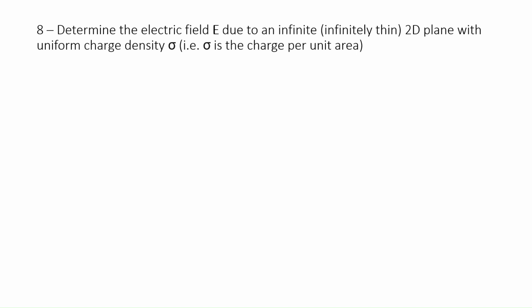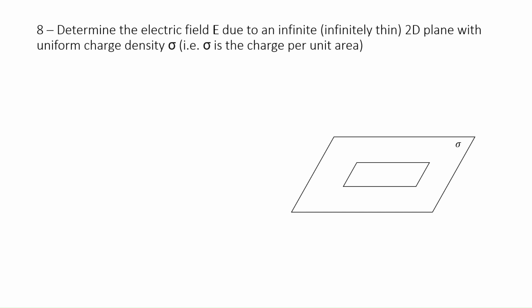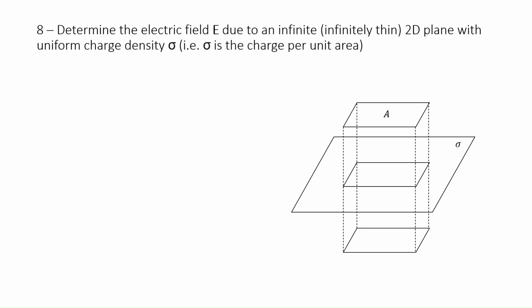Here we have a question that asks us to determine the electric field E due to an infinitely thin 2D plane with uniform charge density sigma. Here is our infinite thin plane, and here is our charge density sigma. We'll be looking at this section of the plane in the middle, which has a Gaussian surface above and below of it, with area A and area A. The electric field will be passing out through these surfaces only, so this is where we apply our Gaussian law.